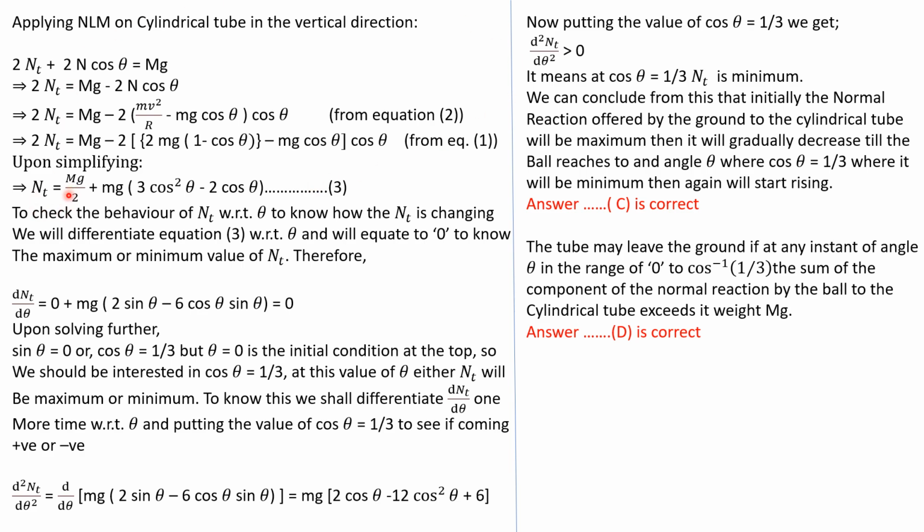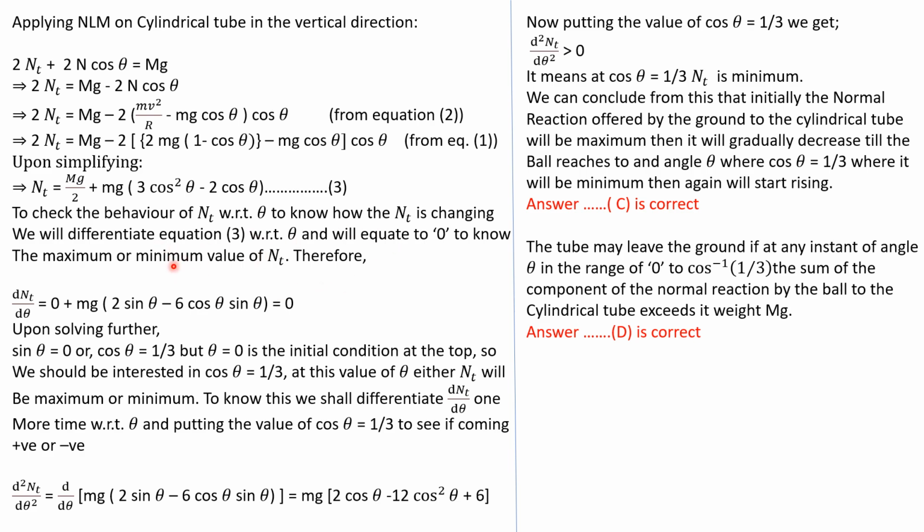N subscript T is equal to capital M into g by 2 plus small m g (3 cos square theta minus 2 cos theta), and this equation we have given as number 3. In the question it is asking the behavior of the normal reaction from the ground to the cylindrical tube, that is N_T. To know how N_T is changing with respect to theta, we will differentiate the equation with respect to theta and equate it to 0 to know the maximum or minimum value of N_T.